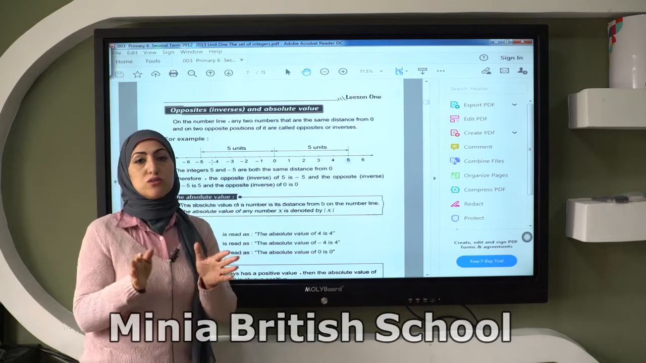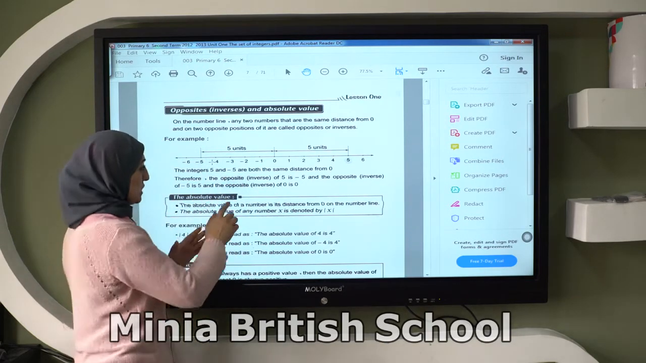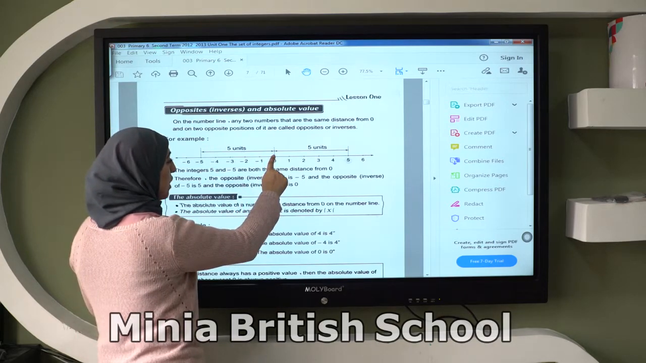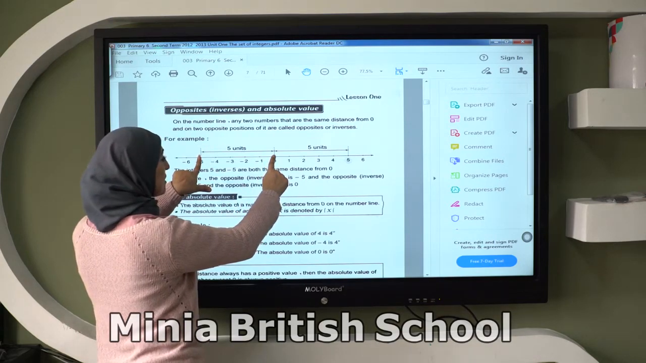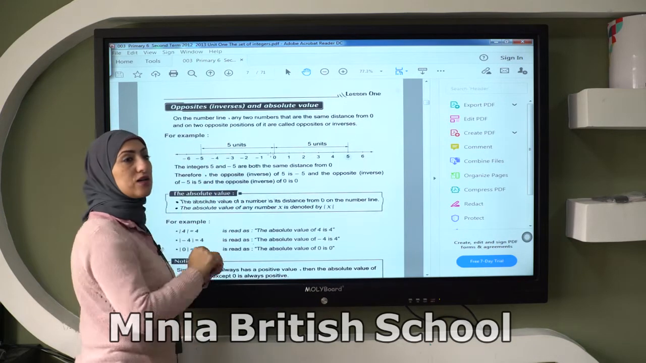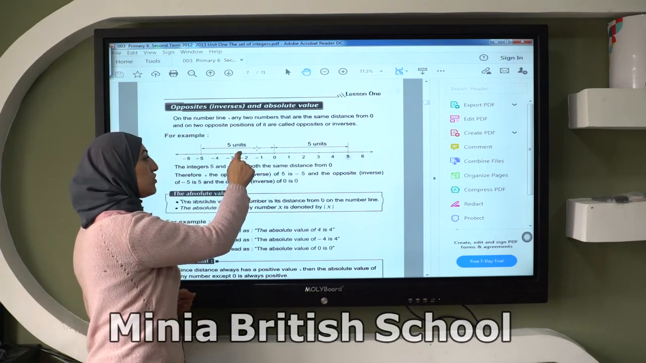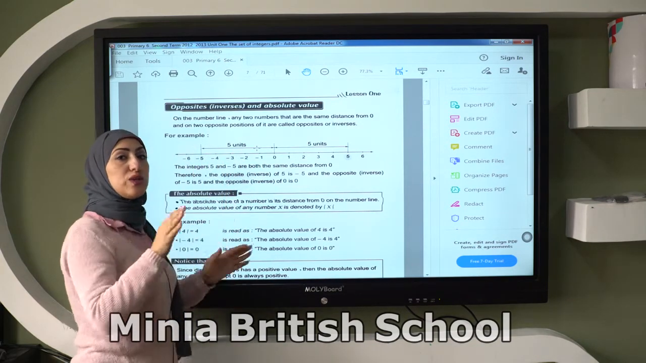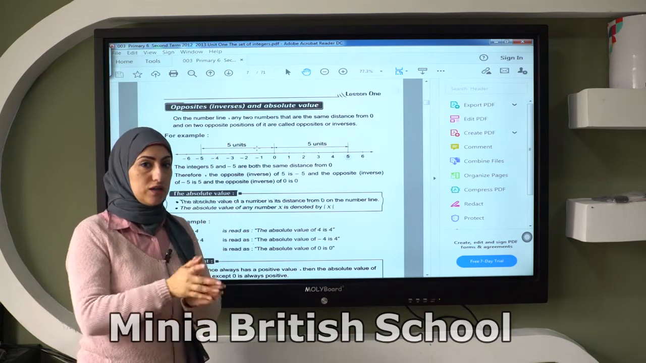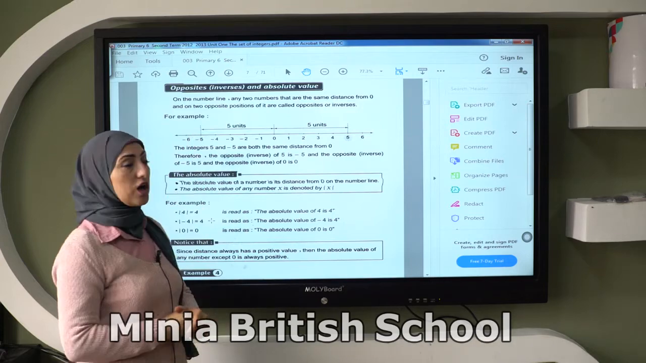If I want the absolute value of negative 5, it means here from 0 and negative 5, I put a dot here and a dot here and calculate the distance between them. So here, 1, 2, 3, 4, 5, without putting any sign. Pay attention, okay? So here it will be 5 units.